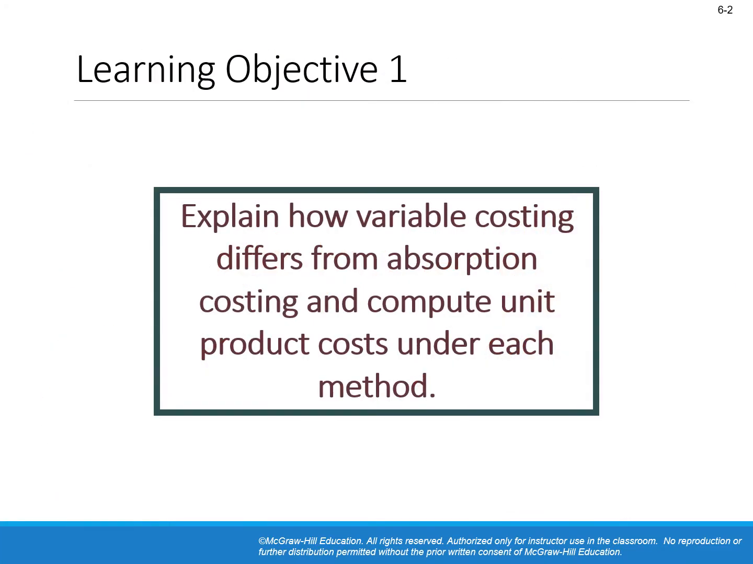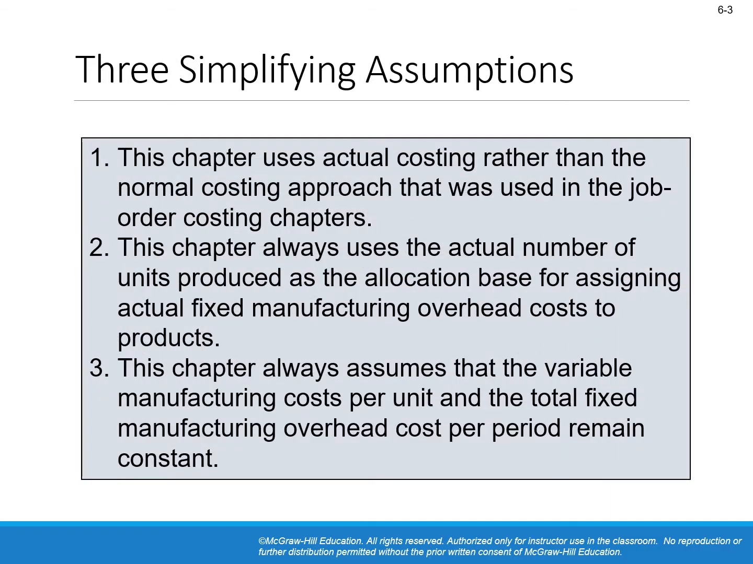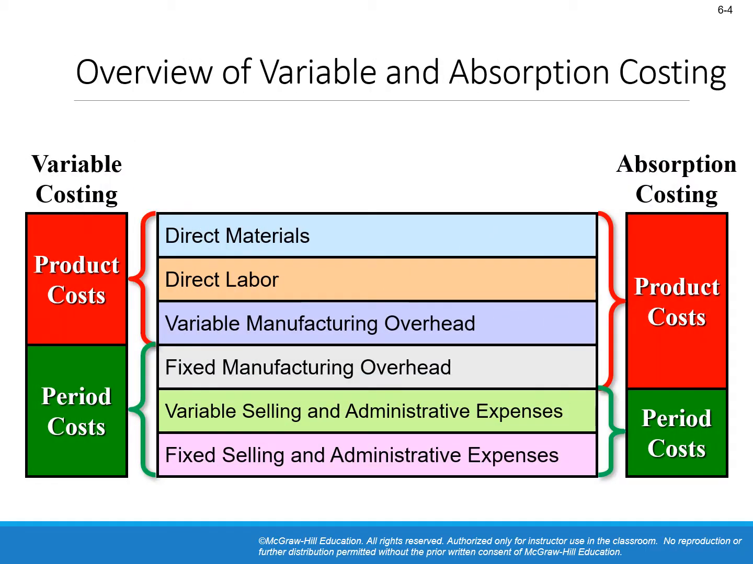So the first part will explain how variable costing differs from absorption costing and compute unit product costs under each method. So variable costing versus absorption costing. Again, this is chapter 6 and this is chapters 3 and 4. We had the job order costing in 3 and the process costing in 4. There's nothing to explain here.